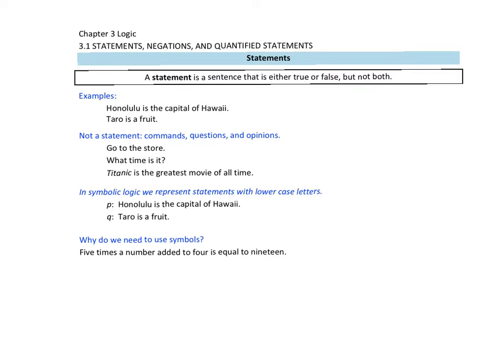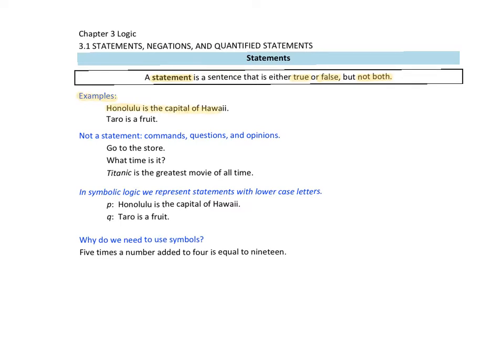We're only going to be dealing with what we call a statement. So statements are either true or false, but not both true and false. So once we have statements, we can determine whether they're true or false, and that's going to help us to determine whether our arguments are valid or invalid. So let's look at some examples of statements.